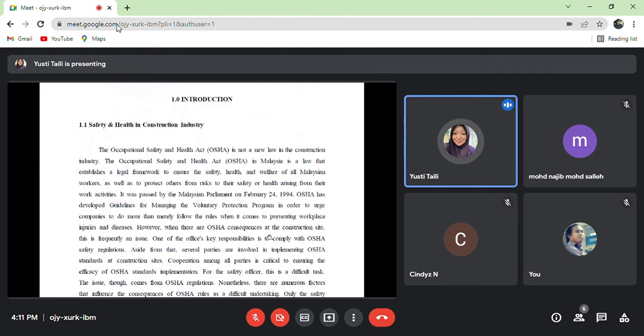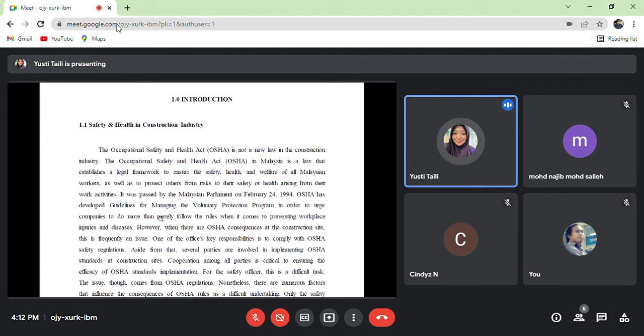The Occupational Safety and Health Act, which is known as OSHA, is not a new law in the construction industry. The Occupational Safety and Health Act in Malaysia is a law that establishes a legal framework to ensure the safety, health, and welfare of all Malaysian workers, as well as to protect others from risk to their safety or health arising from their work activities. It was passed by the Malaysian Parliament on 24 February 1994.